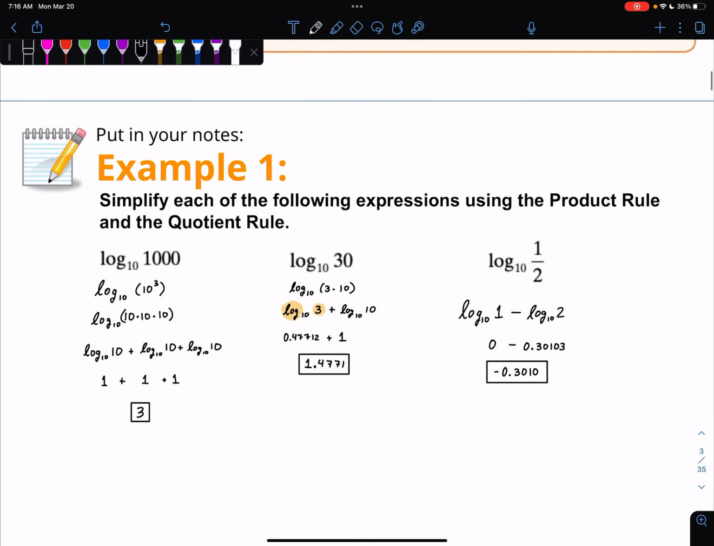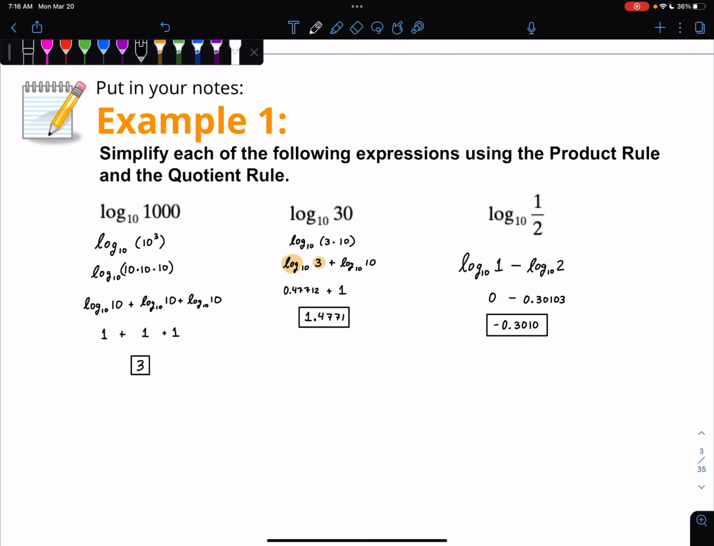Ta-da! Okay, so this is your first example. I'm going to go ahead and hover here for just a second and kind of explain these. So when you're doing these, you want to make sure that you are using your product rule and your quotient rule. So notice for the first one, we expanded it. Oh, that's product. We expanded it out to the factors. We took each factor into its own logarithm. The second one, we also did product rule. So we did 3 and 10. The last one, we did quotient rule. This would be quotient rule. And there's a minus in between now.